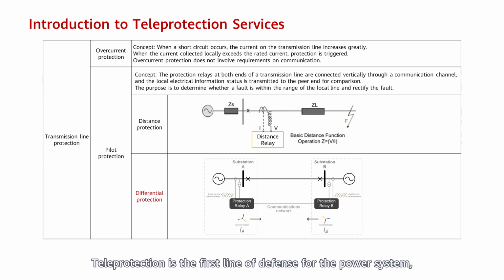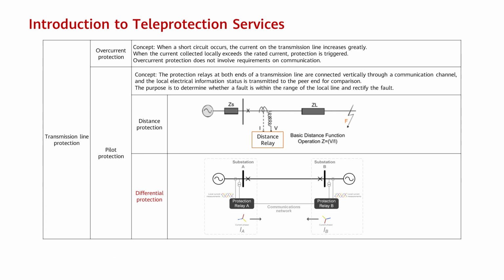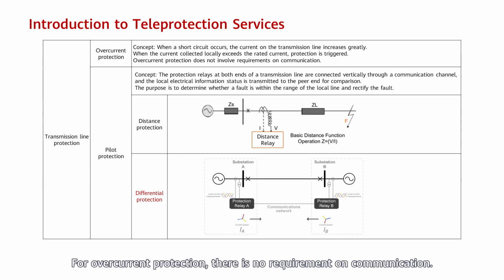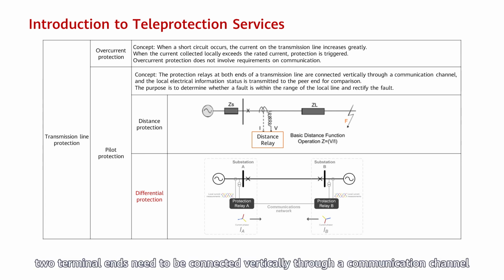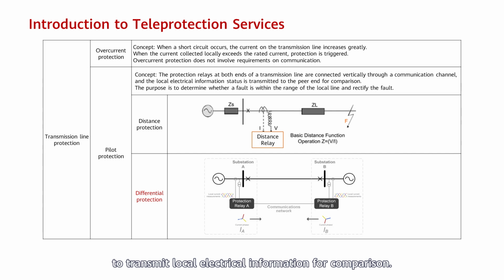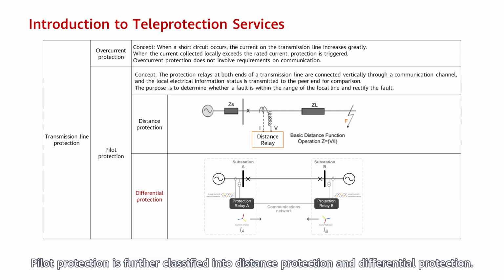Teleprotection is the first line of defense for the power system, helping it to isolate faulty components quickly and correctly. Depending on its working principle, the transmission line protection can be classified into overcurrent protection or pilot protection. For overcurrent protection, there is no requirement on communication, but for pilot protection, two terminal ends need to be connected through a communication channel to transmit local electrical information for comparison. Pilot protection is further classified into distance protection and differential protection.